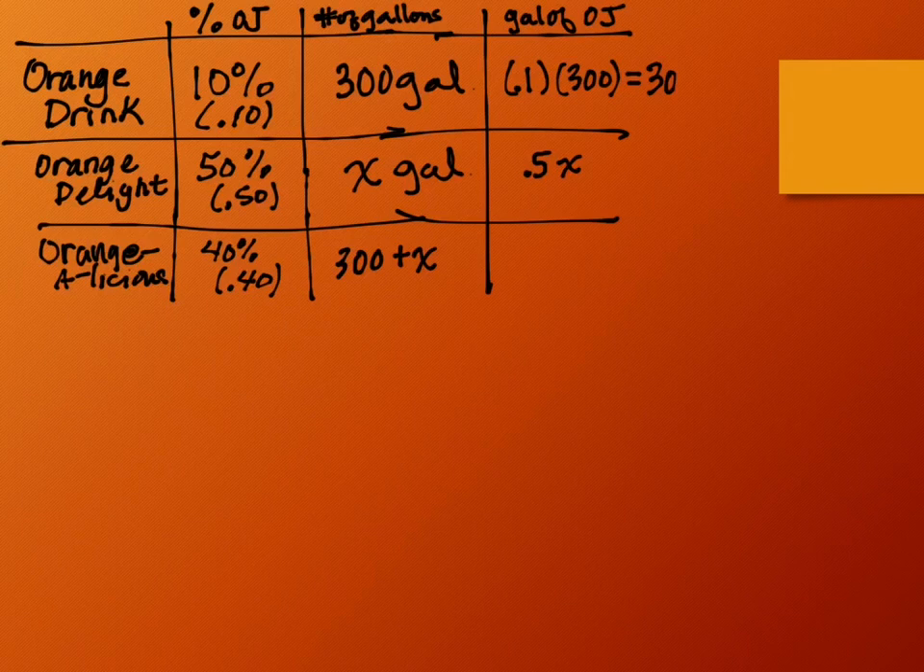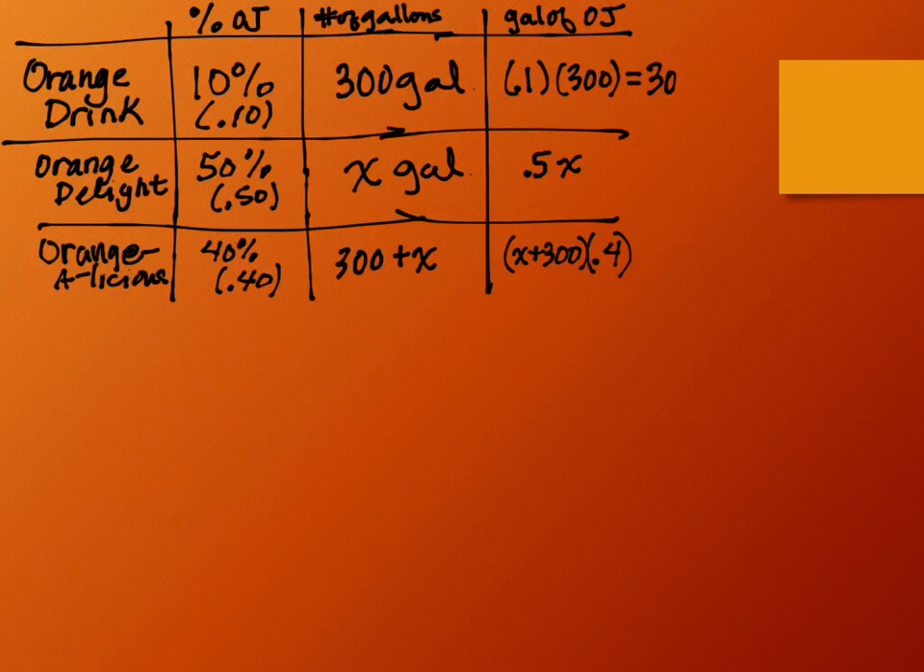And what would it look like for our mixture, this Orangelicious mixture? What would I need to do? X plus 300 times 0.4. So the amount, X plus 300 times 0.4. I'll put parentheses here just for fun. Alrighty. Yeah, okay. All right, so what would I do next?